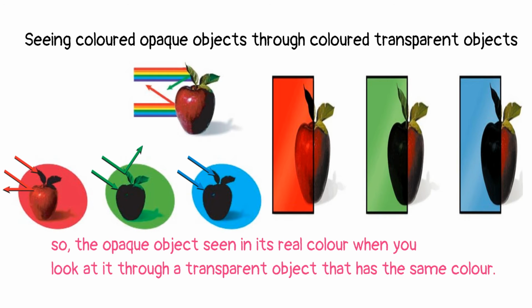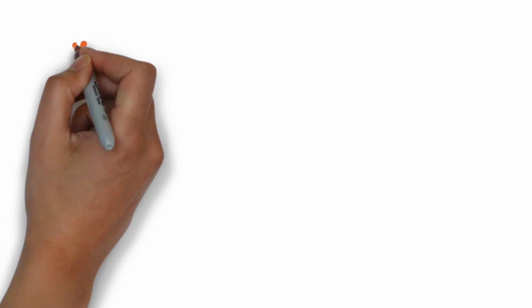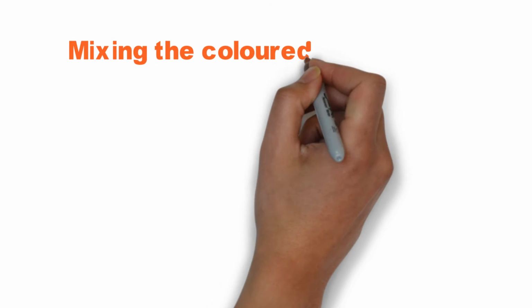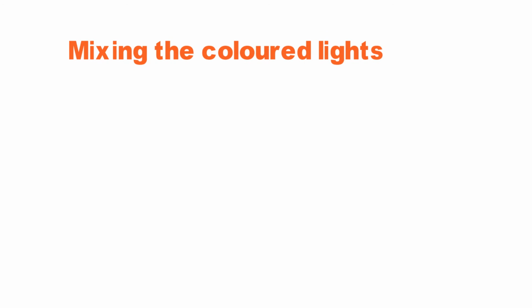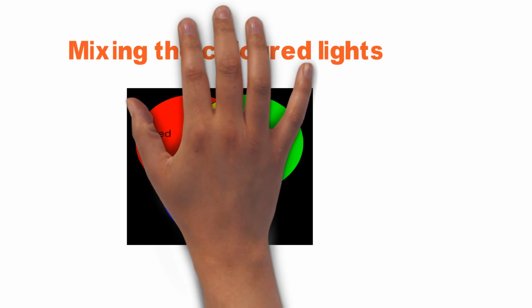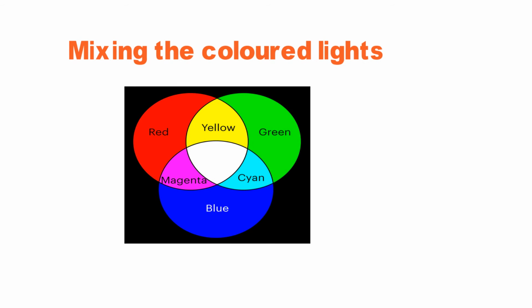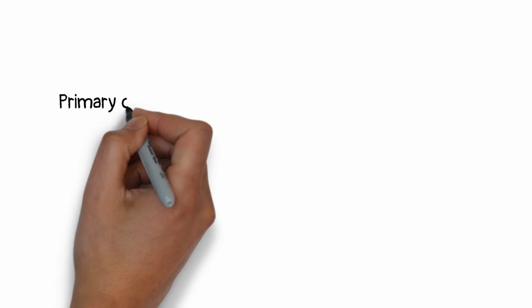Okay, let's go to the next point. Mixing the colored light. We have 2 types of light. The first is called primary colored light and the second is called secondary colored light. What is meant by primary and what is meant by secondary? We will study each one of them, starting with the primary color light.